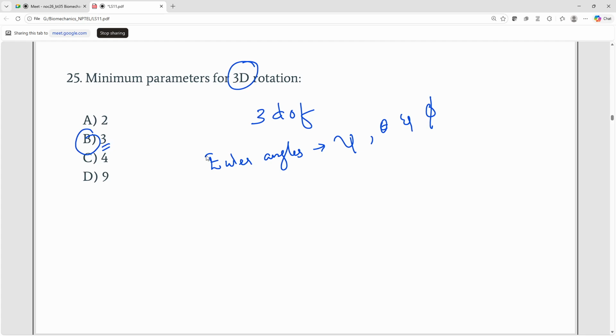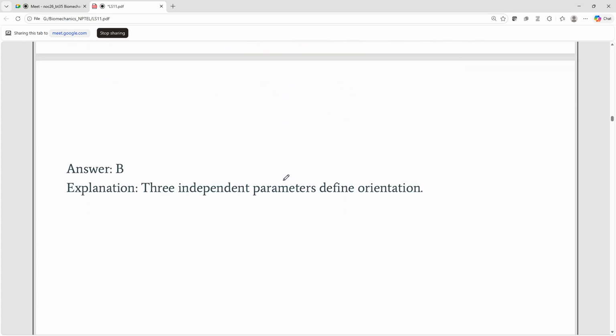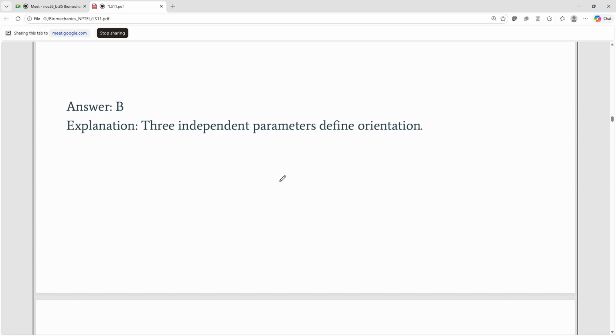All other methods, like axis angle or quaternion, require 4 parameters. So the minimum is 3, and all other methods need 4 parameters minimum. So the correct answer is 3. 3 independent parameters are required to define a 3D rotation.